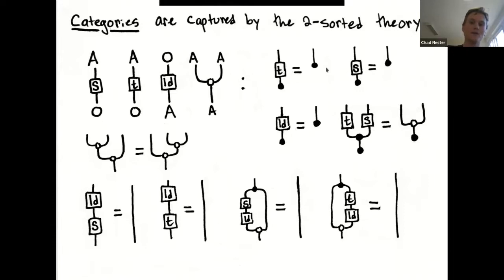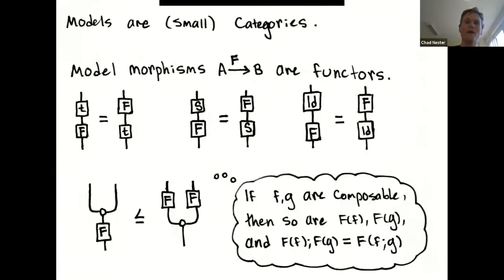They say that the source, target, and identity maps are all total, and that the composition operation is defined exactly when the source of the second arrow is equal to the target of the first. And then the unit laws and the domains of the identities are expressed by the equations below. So sure enough, models of this are small categories. Model morphisms are precisely functors. So that's pretty cool.